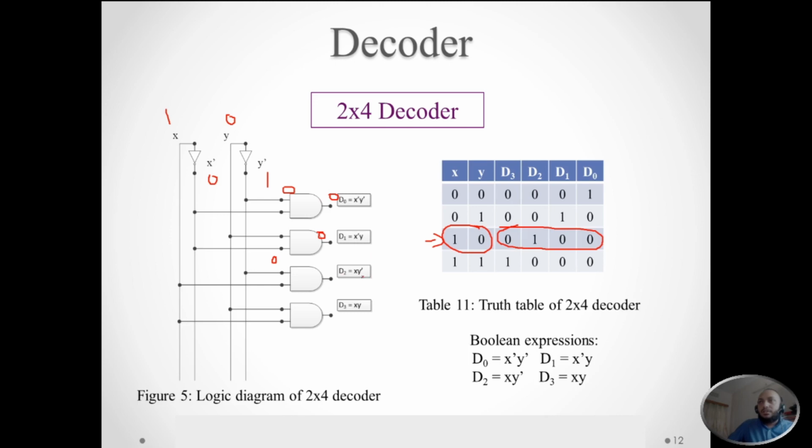For D2 we are getting x y prime, x is 1, y prime is 1, so we are getting output 1. For D3 x is 1, y is 0, so we will get 0. So for this pattern 1 0 we are getting the outputs 0 0 1 0. That means our logic diagram is correct.